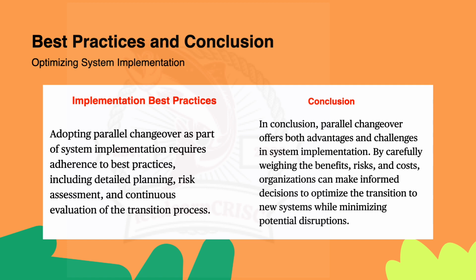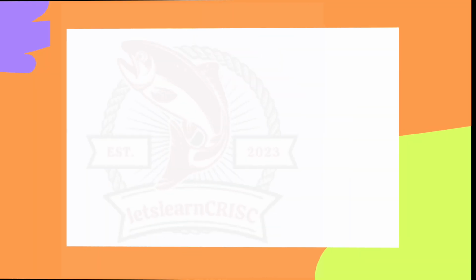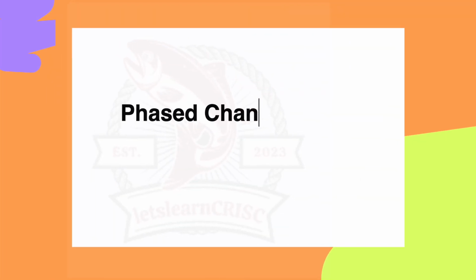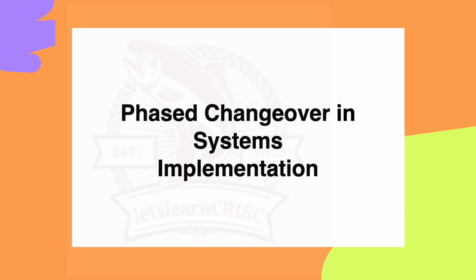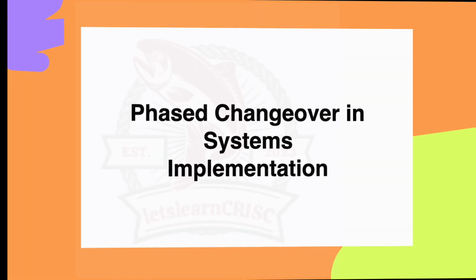So in conclusion, by carefully considering the pros and cons, organizations can make smart decisions to optimize the transition while minimizing the potential issues, right? Moving next, friends, we'll discuss the phase changeover in the system implementation. Friends, throughout this phase changeover, we'll delve into the challenges, benefits, and the key considerations as we have discussed in the parallel changeover also. So let's discuss the phase changeover, right?